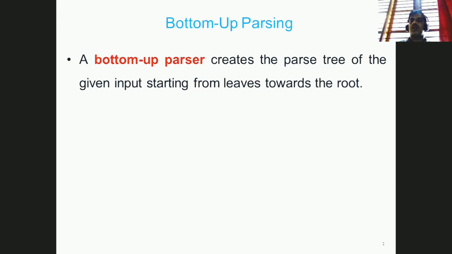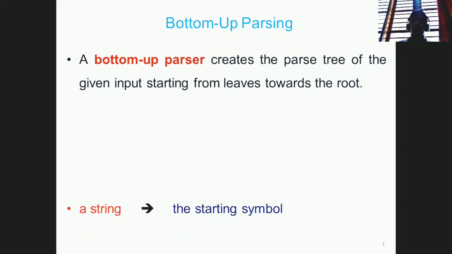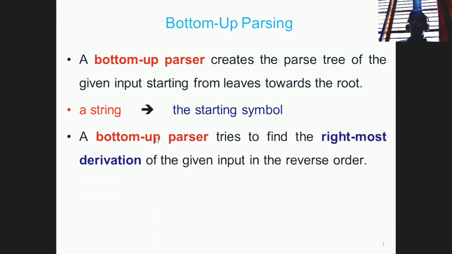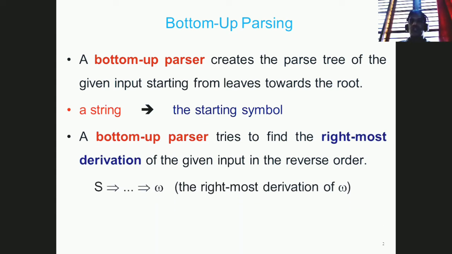So what is bottom-up parsing? A bottom-up parser is nothing but creating a parse tree for a given input string in the reverse order, that is from the bottom to the root. That is, we are generating a rightmost derivation tree in the reverse order. That's why it is called bottom-up parsing. For a given string W, we start generating the parse tree from the bottom and we try to reach the starting symbol.